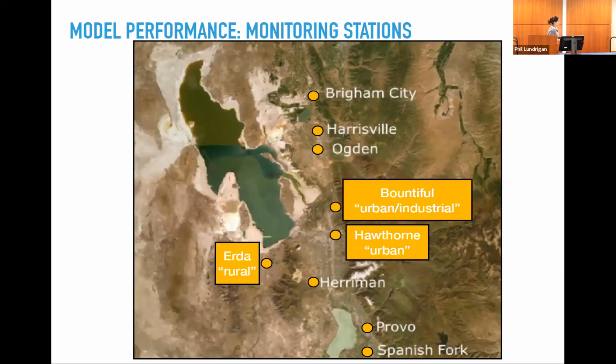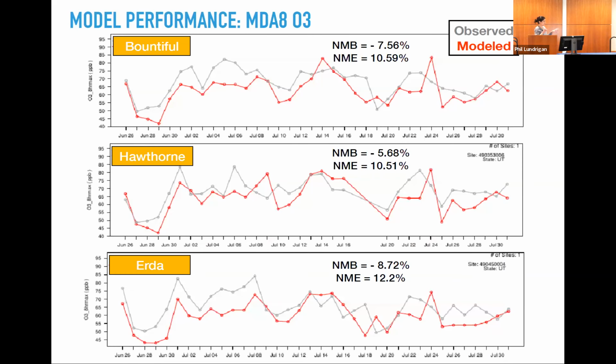So for model performance, we did that by comparing model outputs to measurements, and we focused specifically on 3 of our DAQ stations. Bountiful is a station that is influenced by emissions from industrial sources in the area, like the refineries, and also by typical urban sources. Hawthorne is more influenced by urban emissions, and then Erda is very different. It's more like a rural site with less influence from anthropogenic sources. And of course, all 3 could be impacted by the lake breeze. So the idea behind the different sites is that they will help us understand different components of the model.